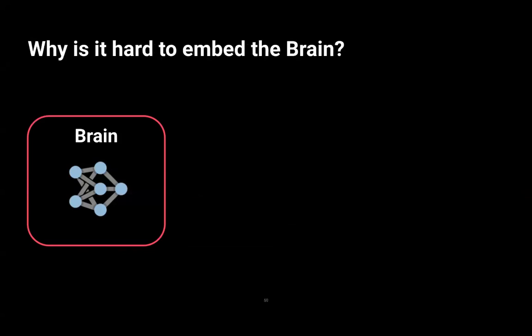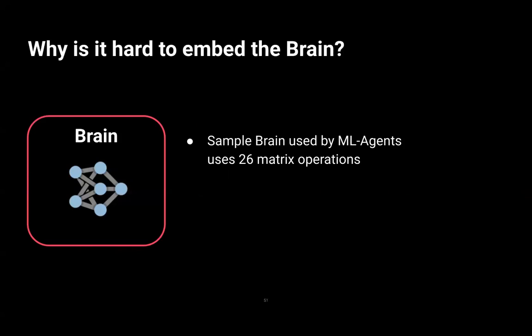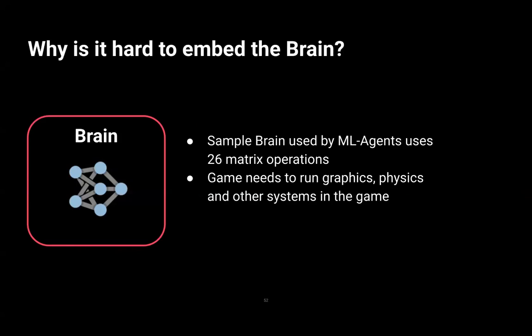And not only that, depending on your network, you could have many, many different types of matrix operations. But not only that, it's running in a game. So it needs to respect the fact that you have graphics, you have physics, and you have other game logic. And all of these things need to meet some FPS number, right? You need to be able to maintain performance in your game. Likewise, you're unlikely to deploy your game just on Android or just on iOS.